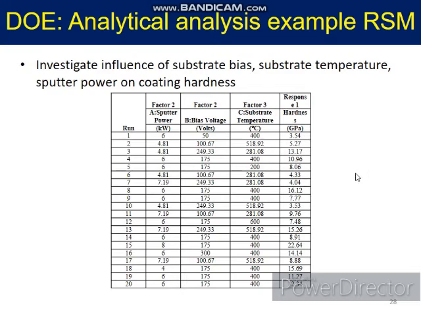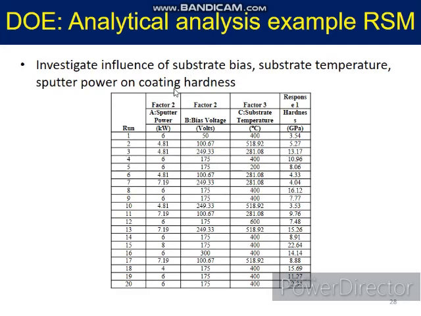This particular experiment is on the optimization of the process parameters for a physical vapor deposition coating process. This process puts a thin film coating on top of a substrate. In this particular case, the substrate is tungsten carbide, and the coating is a titanium aluminum nitride coating.